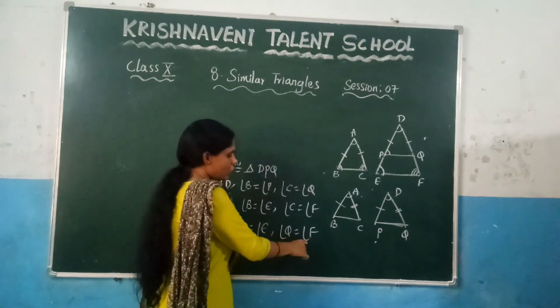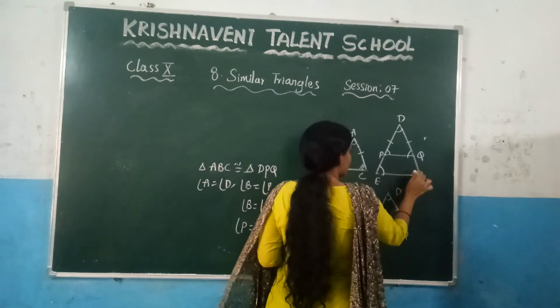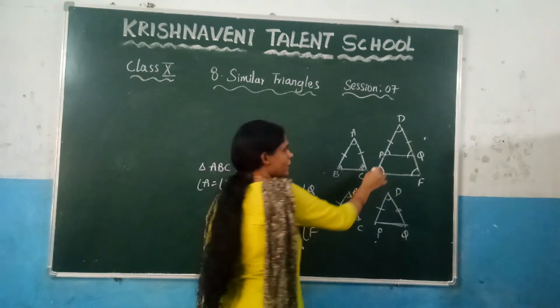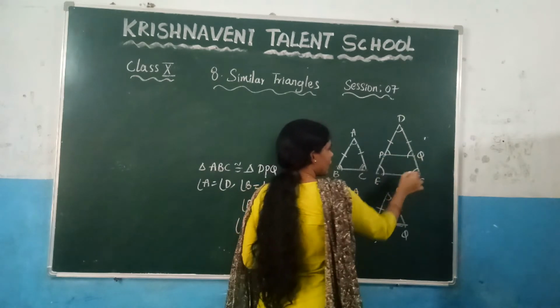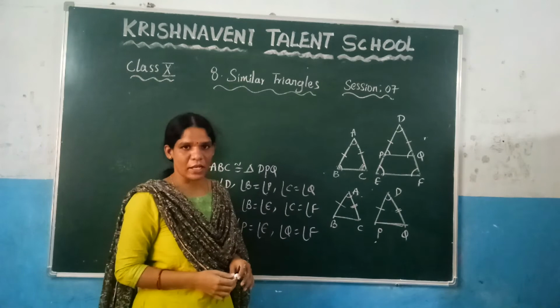Similarly you will get angle Q is equal to angle F. That means here this angle and this angle are equal. And you know that here, if you choose this triangle, what are these angles? These angles are nothing but the corresponding angles, right?